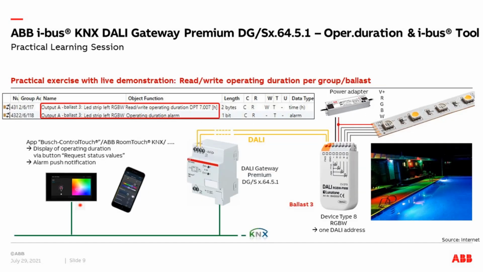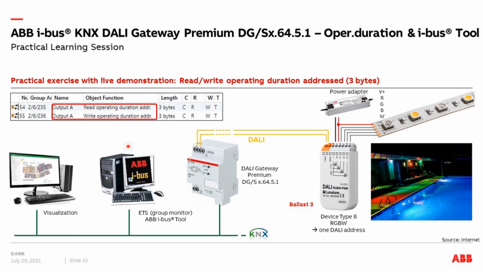Good, then let's come to the first exercise. We have a ballast, my ballast number 3, and we want to read and write the operating duration of this single ballast. So we enable the parameters, and then we get the object of ballast number 3. You see output A, ballast number 3. According to the parameter settings, I use data point type 7.007, which is hours as 2 byte, and I got another object with the alarm message. When we exceed our threshold, then the value of this object is 1. So the first thing we want to do, to read and write the operating duration per group or per ballast, then we use this object.